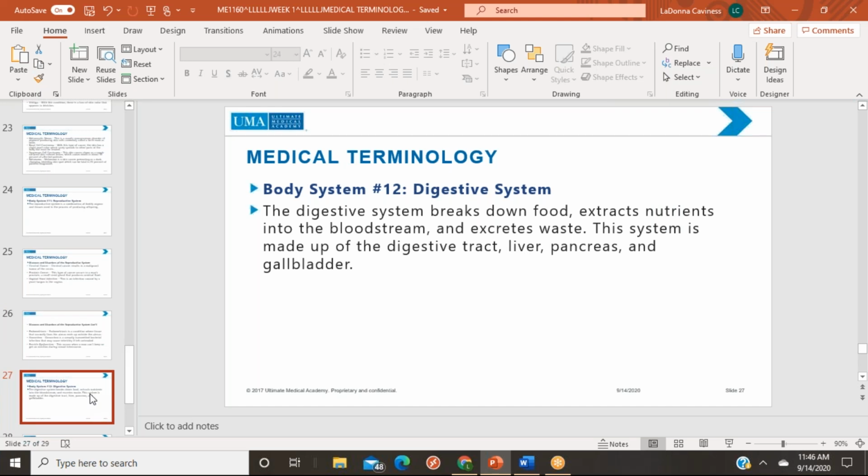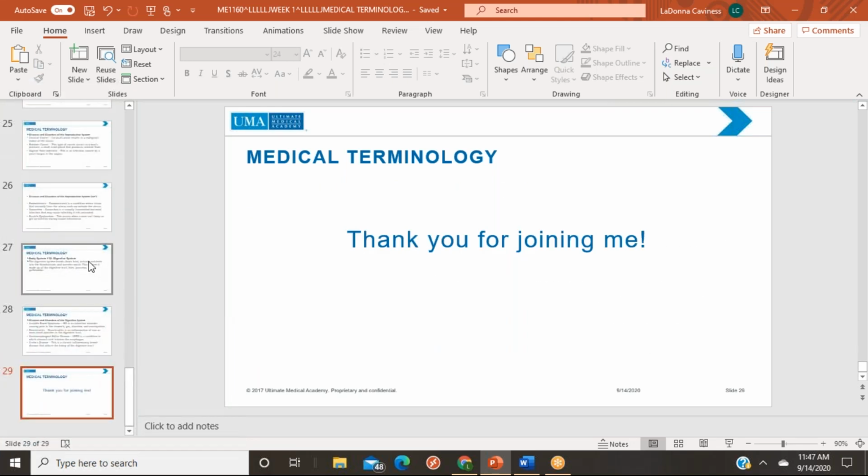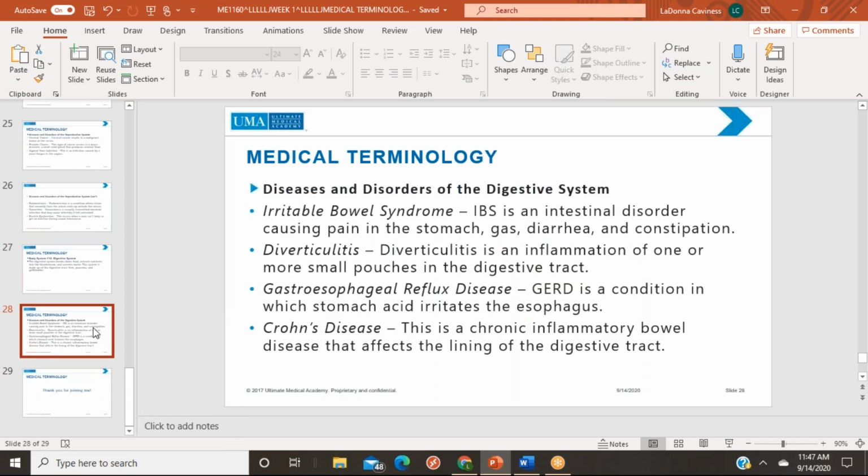All right, last but not least, body system number 12, the digestive system. The digestive system breaks down food, extracts nutrients into the bloodstream, and excretes waste. This system is made up of the digestive tract, the liver, pancreas, and the gallbladder. Here are some examples of diseases of the digestive system. Irritable bowel syndrome, IBS, is an intestinal disorder causing pain in the stomach, gas, diarrhea, and constipation.